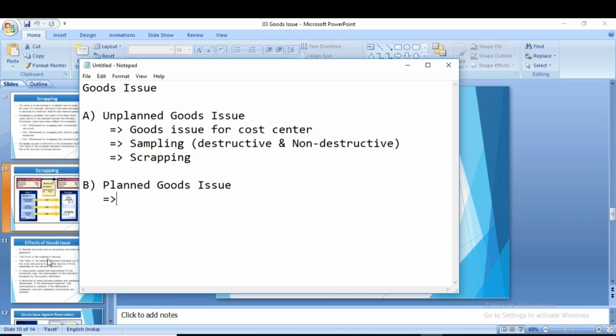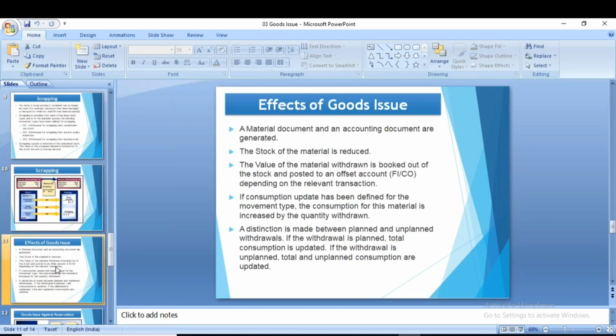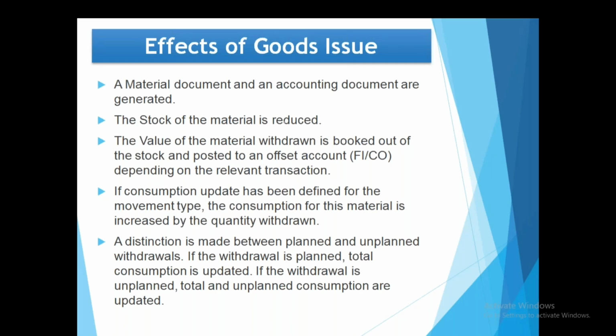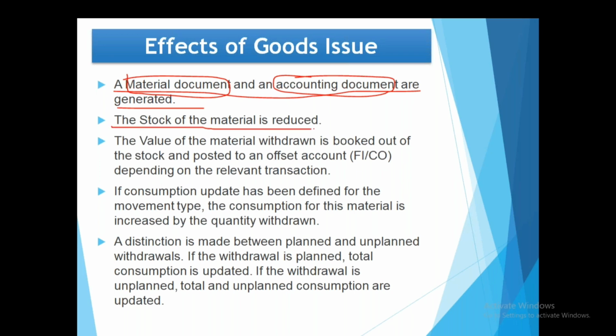Okay, so before that, we will understand the effects of goods issue. Whenever you do the goods issue, the following effects will take place. A material document and an accounting document are generated. As we discussed previously, whenever you do any goods movement, the system will generate a material document and an accounting document.